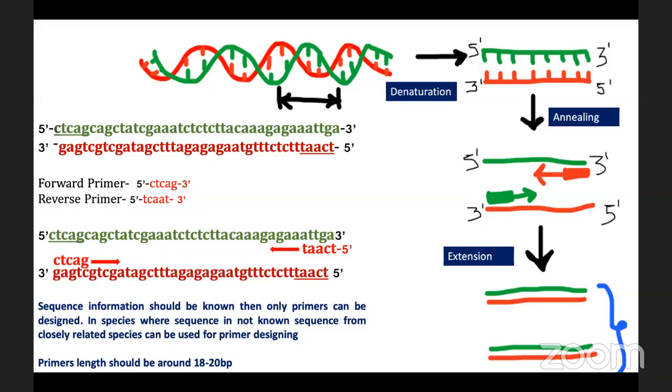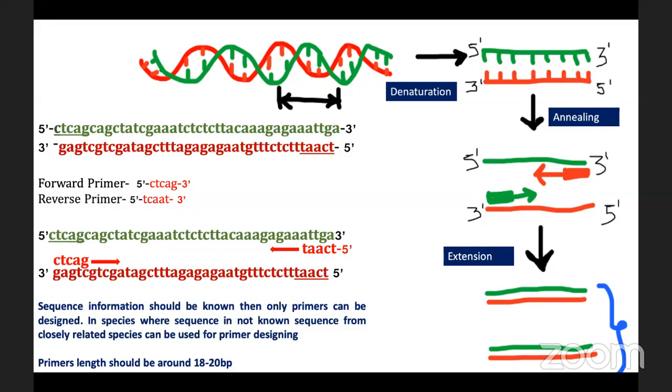But for the time being, I just want you to know that primers are the essential part of your PCR. Normally the primer length is kept around 18 to 20 bases. And the most important thing here is that you should know the sequence in advance. Without sequence information, you cannot design a primer.